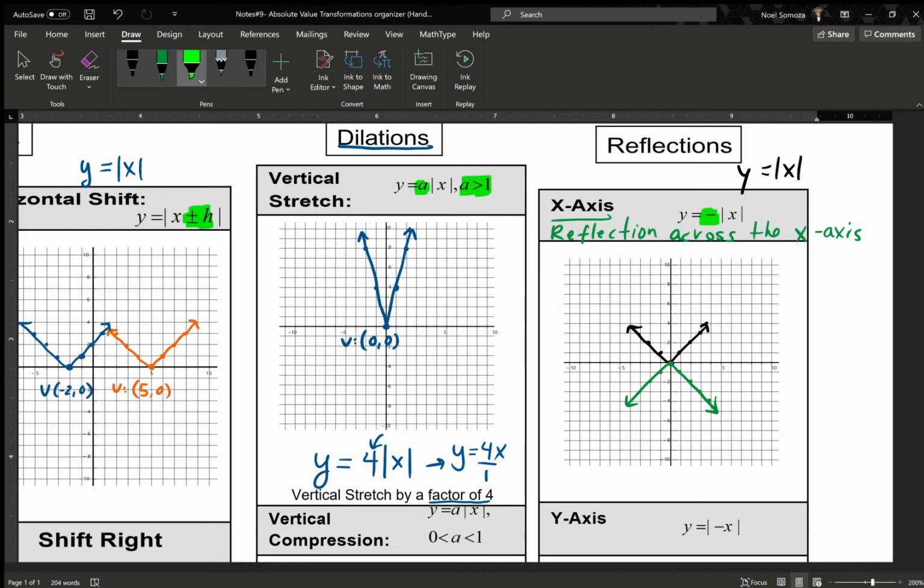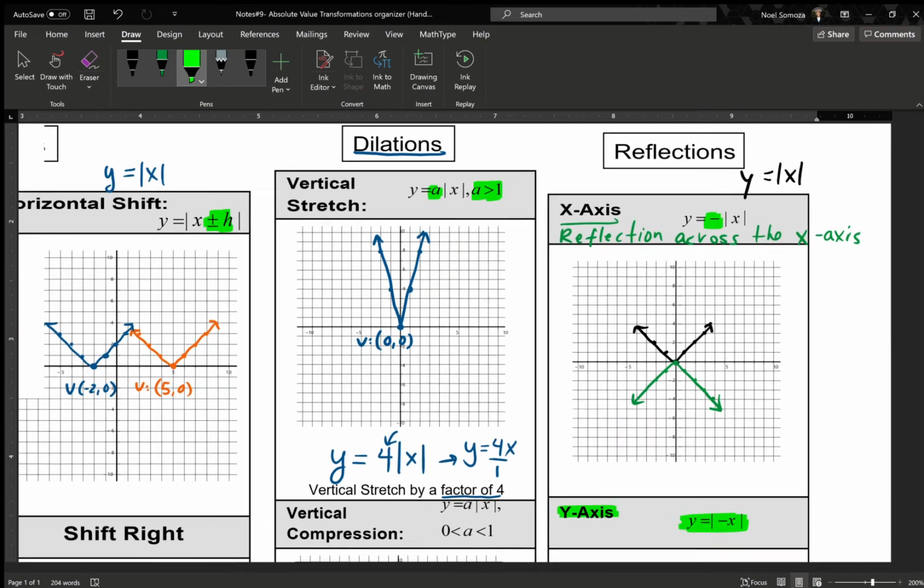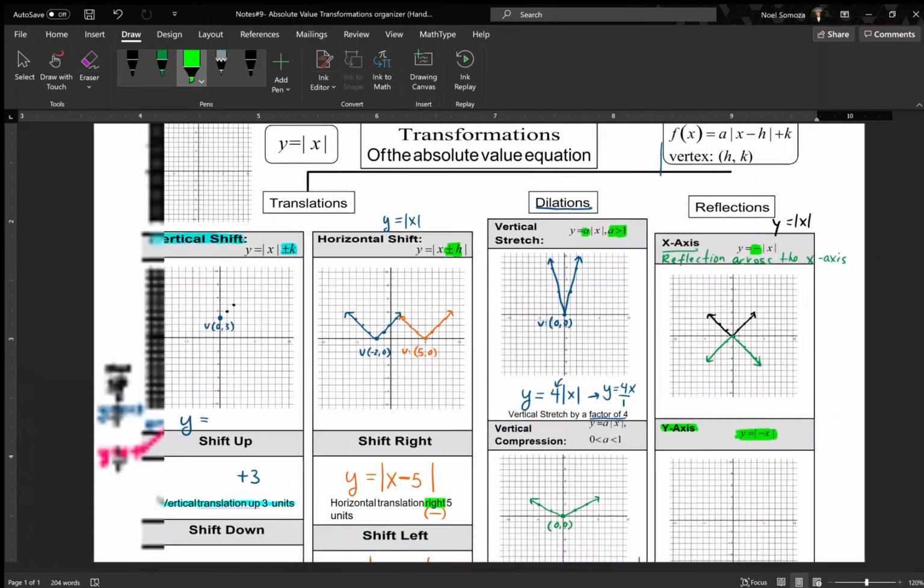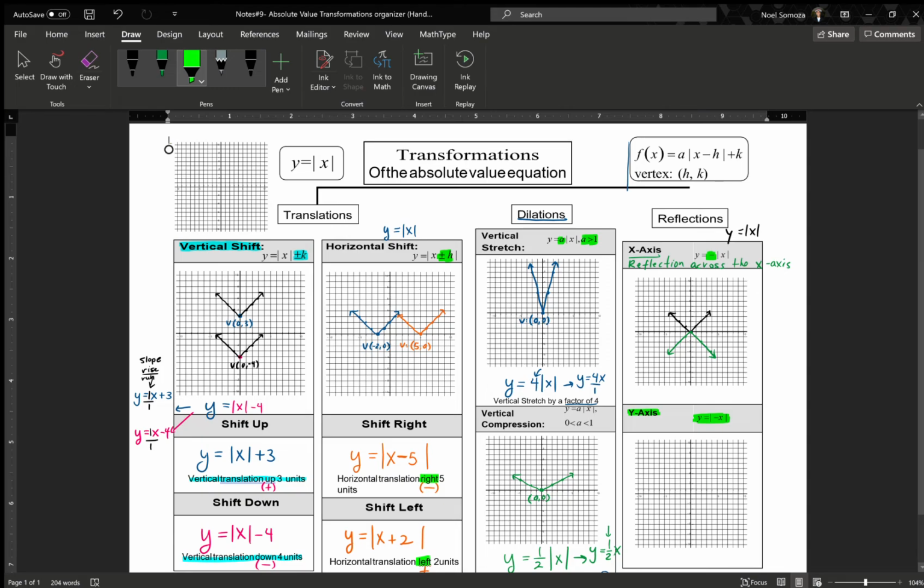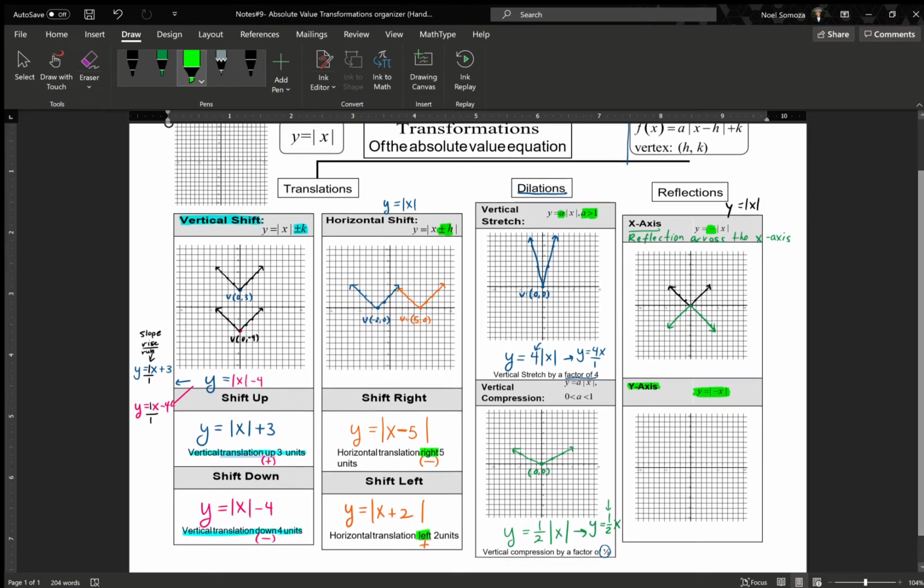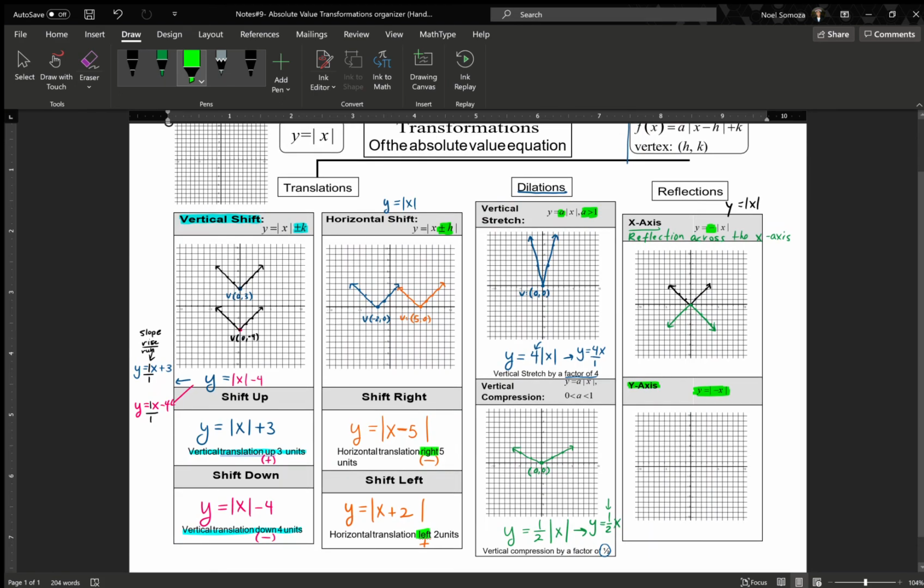Now, in terms of a reflection across the y-axis, this one is a little bit trickier, and I'm not going to discuss it in the video. We're going to talk a little bit about it once I get back. But I wanted to show you guys what the completed graphic organizer would look like. So now you can refer back to this, and hopefully it will help you complete some of your homework.